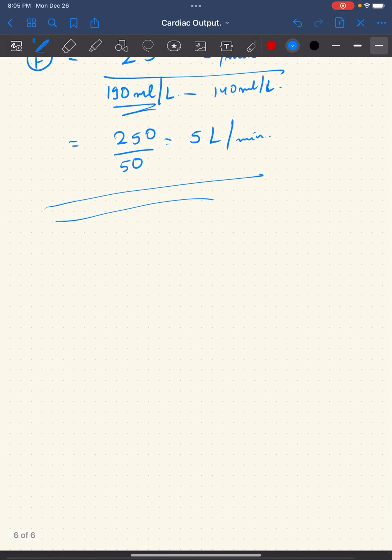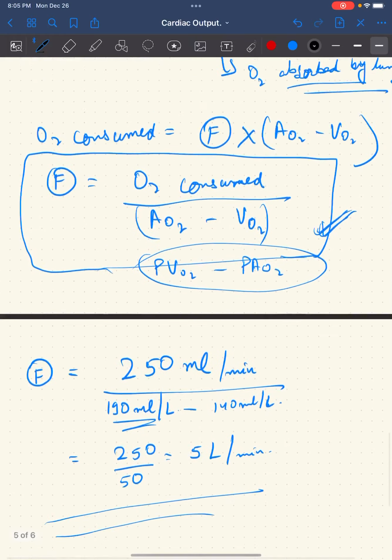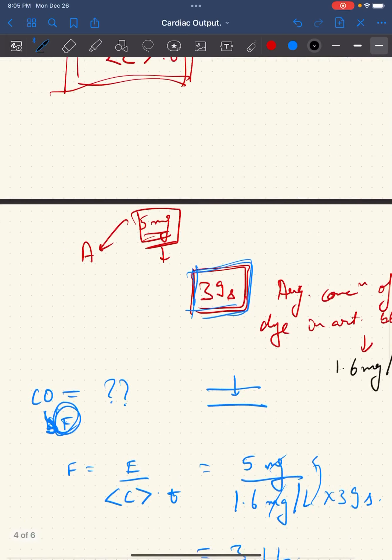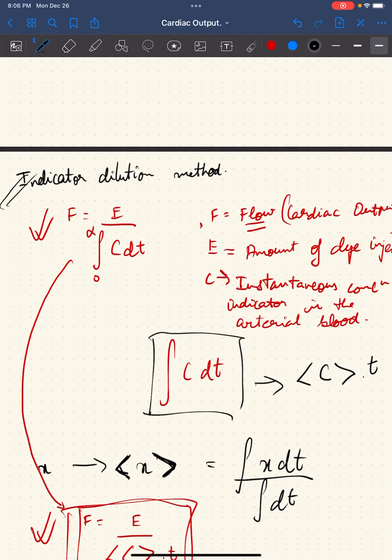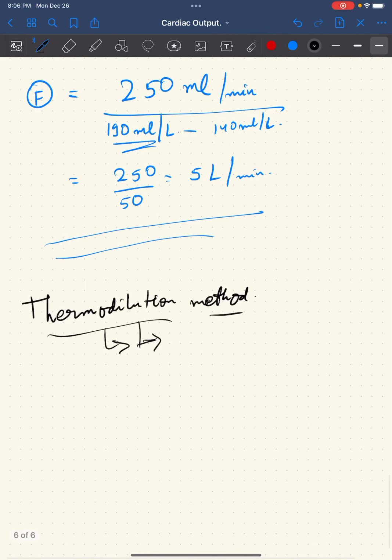There are a few other principles as well, like the thermodilution method, in which a cold solution is inserted in the blood, but that method is a bit cumbersome and the questions are generally not asked. But if it is being asked, it is the same way you have solved the indicator dilution method, the same way you can solve the thermodilution method as well.